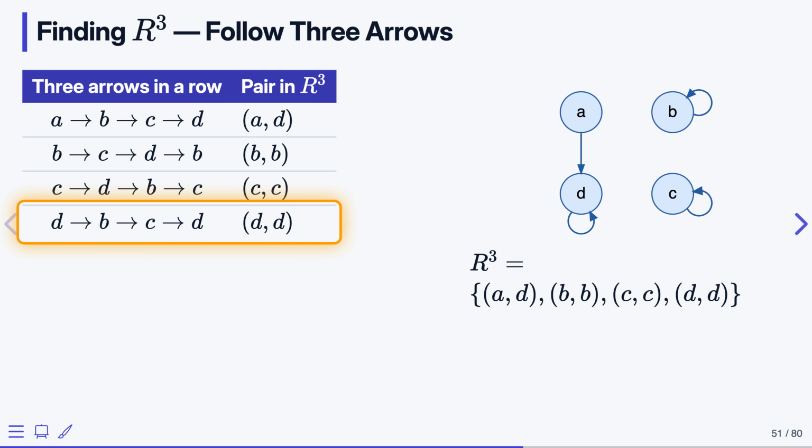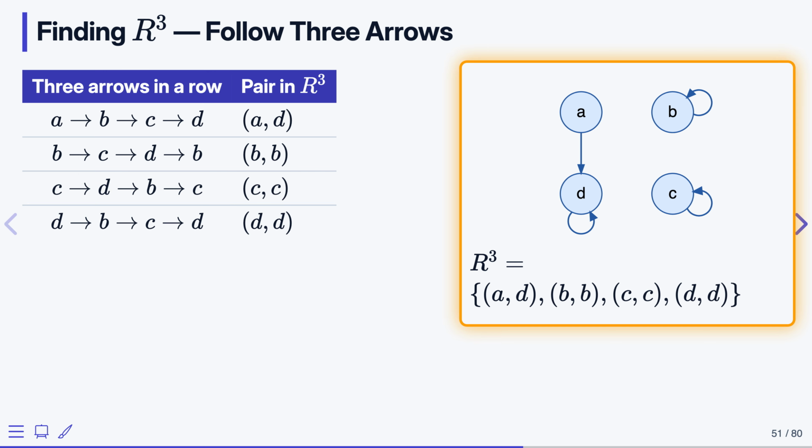Start at D, we go D to B, then B to C, then C to D, home again, so we get the pair DD. Look at the picture. 3 of the 4 vertices now have loops. That is because B, C, and D sit on a cycle of length 3.